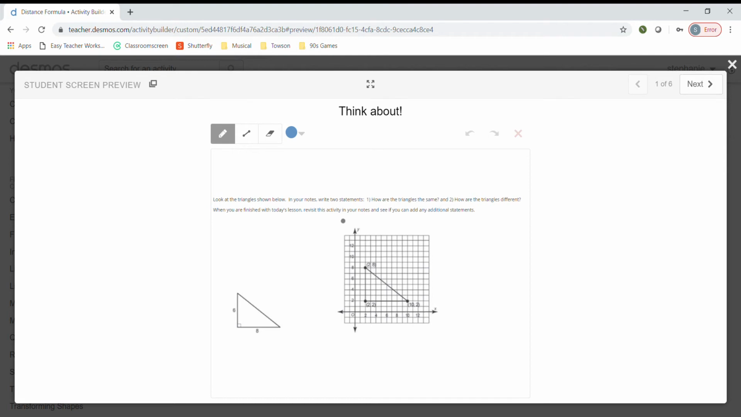So the first slide, look at the triangles shown below. In your notes, write two statements. One, how are the triangles the same? Two, how are the triangles different? When you are finished with today's lesson, revisit this activity in your notes and see if you can add any additional comments. All right, so I will let you do that on your own, but I do want you to look at this triangle and this triangle.